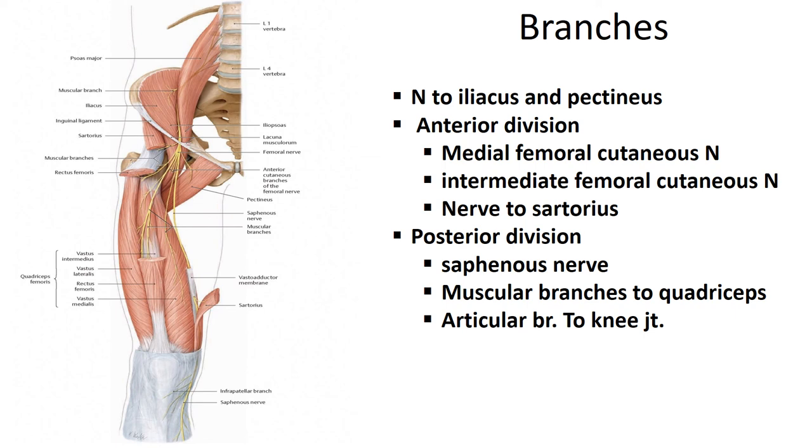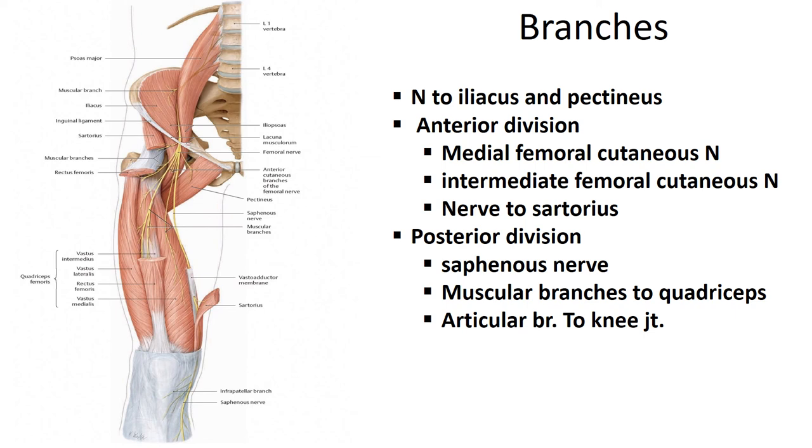Then the nerve to vastus lateralis runs downwards with the descending branch of the lateral circumflex femoral artery to supply the muscle and the knee joint. And the nerve to vastus intermedius enters the anterior surface of the muscle, and this also supplies the knee joint. So these are the nerves to the quadriceps. Then there is one nerve which is known as the saphenous nerve.